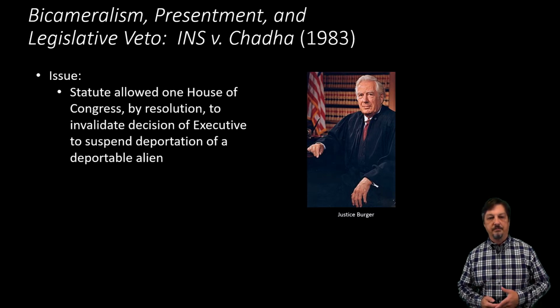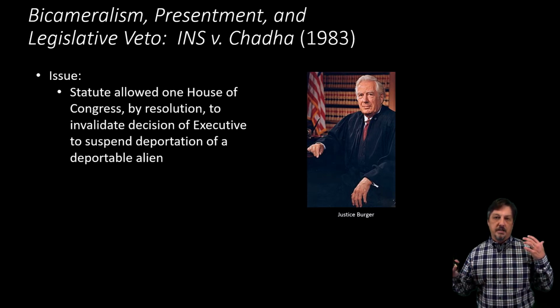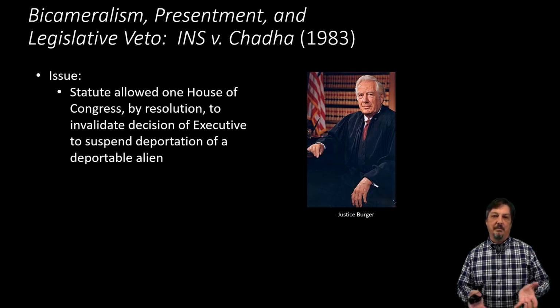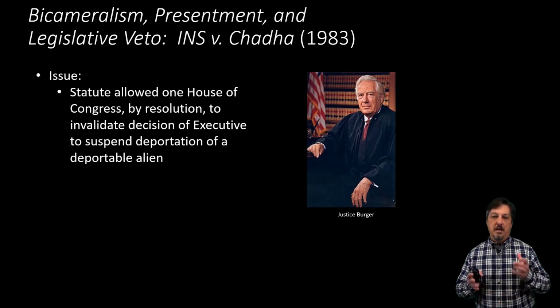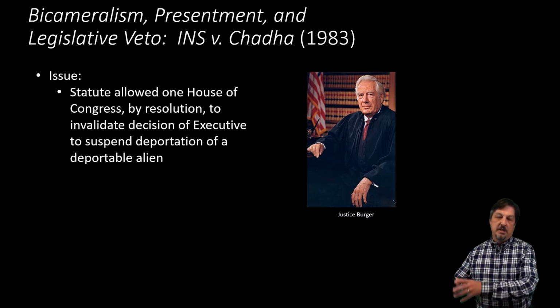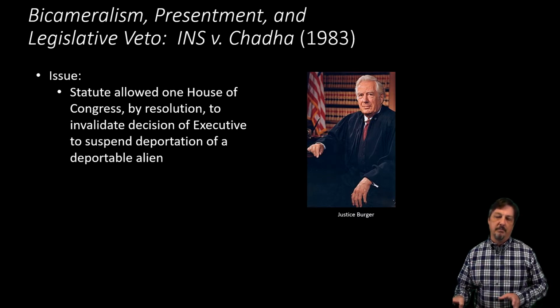Chadha in 1983. So this is an immigration statute. Immigration has been fraught as a policy matter for decades. Obviously, it is very fraught and very hot and important in our constitutional and policy discussions now, but it has been for a long time. So this particular statute allowed one House of Congress, any one House of Congress, by a resolution to invalidate a decision of the executive branch to suspend the deportation of a deportable alien.